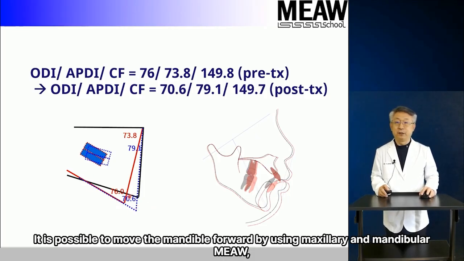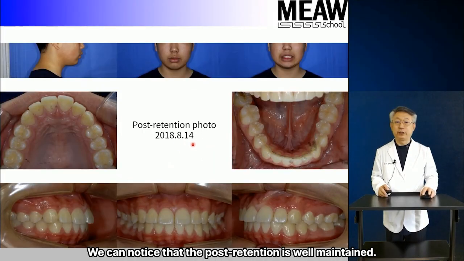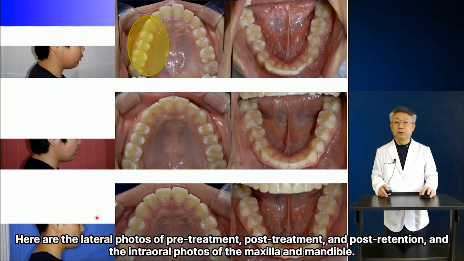It is possible to move the mandible forward by using maxillary and mandibular MIO. But using a twin block appliance is much more reliable in terms of results. We can notice that the post-retention is well maintained. Here are the lateral photos of pre-treatment, post-treatment, and post-retention, and the intraoral photos of the maxilla and mandible.